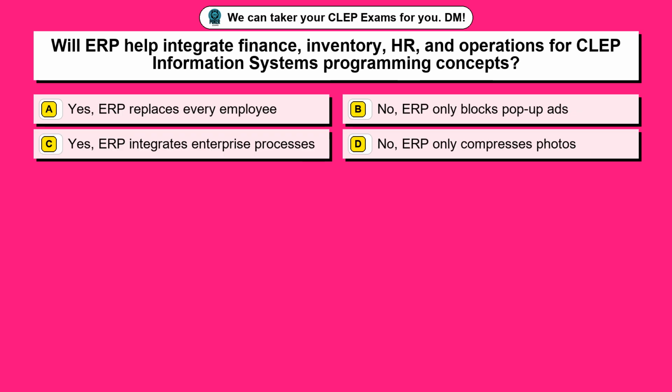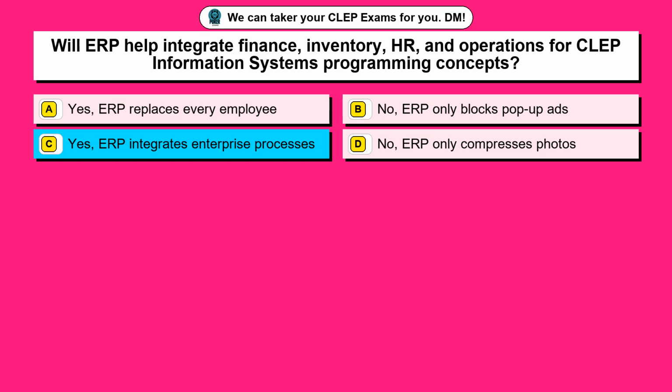Question 14. Will ERP help integrate finance, inventory, HR, and operations for CLEP Information Systems programming concepts? Option A. Yes, ERP replaces every employee. Option B. No, ERP only blocks pop-up ads. Option C. Yes, ERP integrates enterprise processes. Option D. No, ERP only compresses photos. The correct answer is option C.